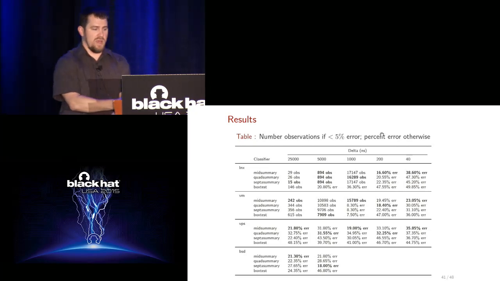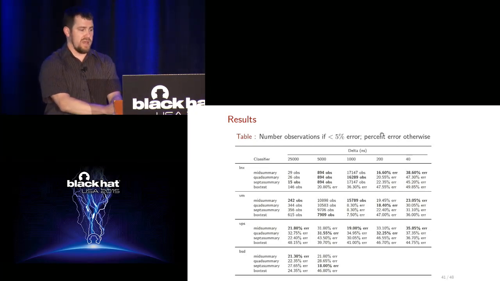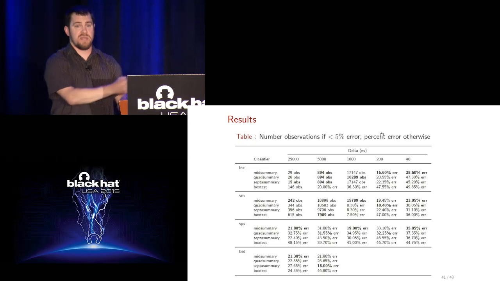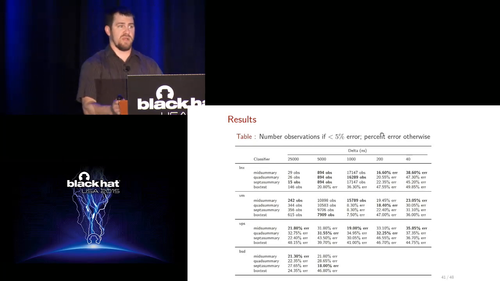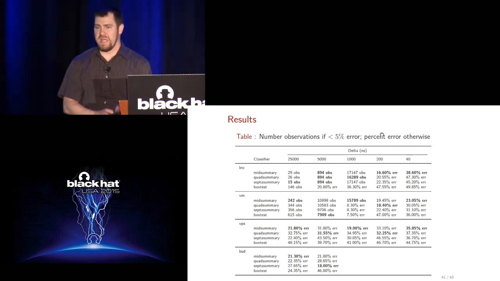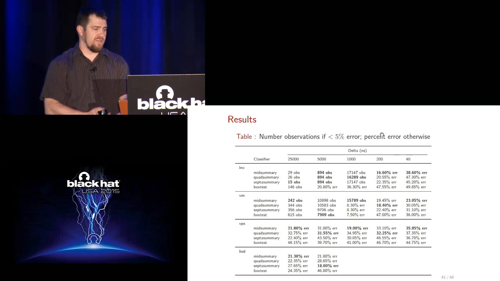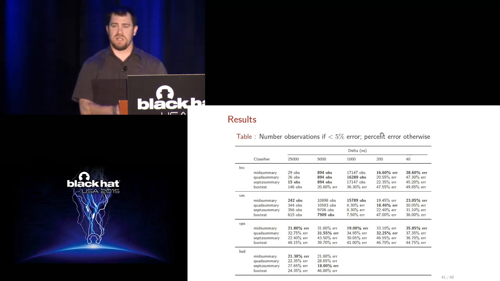So I also performed a Monte Carlo analysis against all of the same data that Jason did. This is a completely separate implementation, and we came up with the same overall results. For the most part, the mid-summary, quad-summary, or septa-summary classifiers do the best. Usually the mid-summary does a little bit better.